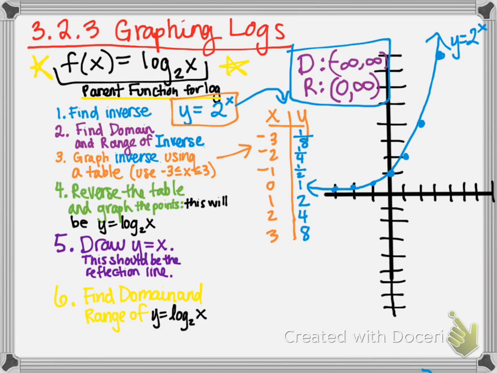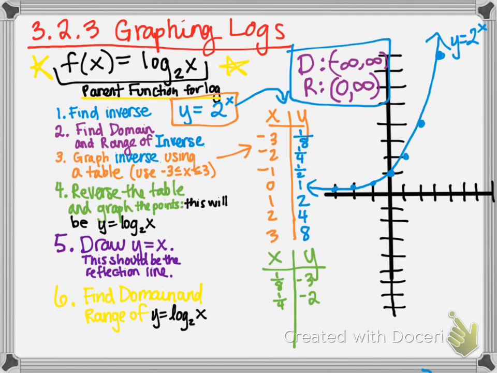So I'm going to do that in green. I'm going to take all these points and I'm just going to flip-flop them, right? So we talked about this today, if you were with me. So the y's become the x's and the x's become the y's. In other words, the first point that's negative 3 comma 1/8 will be 1/8 comma negative 3, right? And so on and so forth. So I'm just going to flip-flop them.